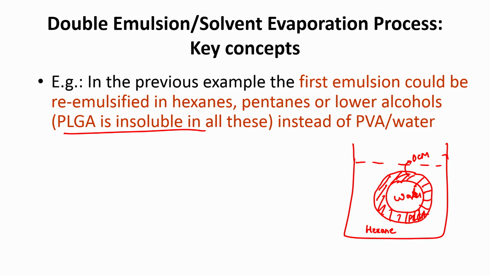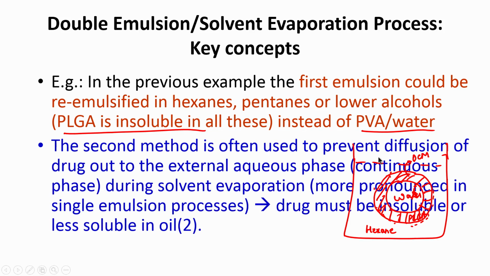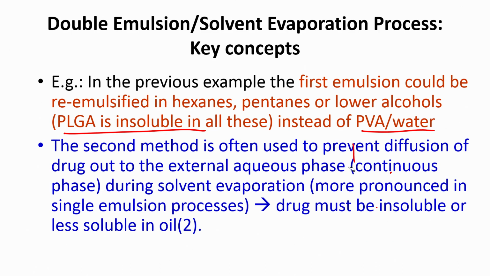The only problem is these particles will tend to agglomerate in water, right, because these are stable in hexanes, but once you put them in water they may not want to interact with water, whereas when we had PVA in the water, the PVA had coated these particles and stabilized them, but this may not happen in case of hexane. Right, and then the second method is often used to prevent diffusion of the drug out of the external aqueous phase. So, this is going to result in a much more pronounced single emulsion process.